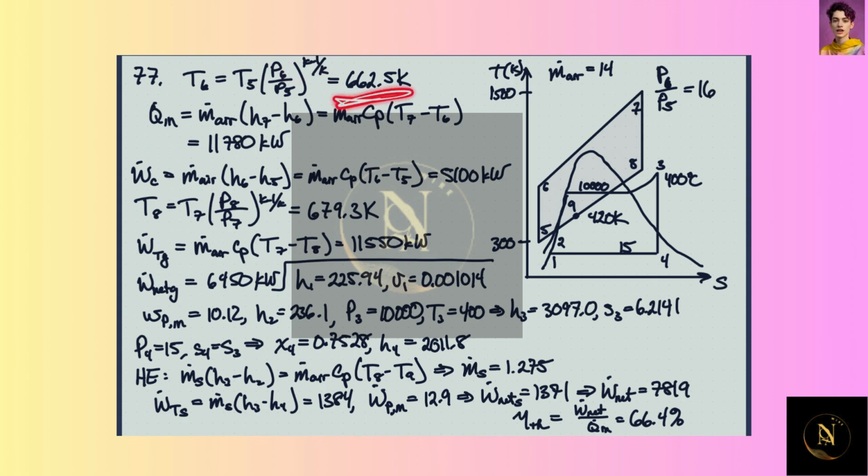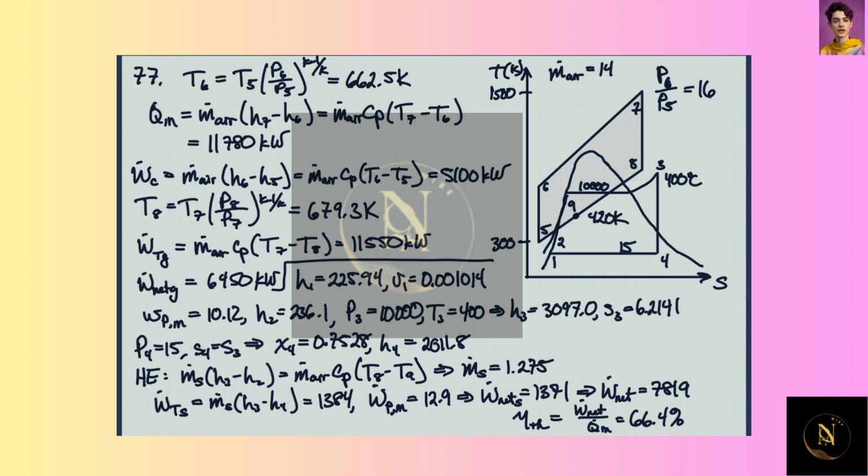So in the end, we get a temperature right here of 662.5 Kelvin, up from 300 Kelvin here. These temperatures here are all in Kelvin.